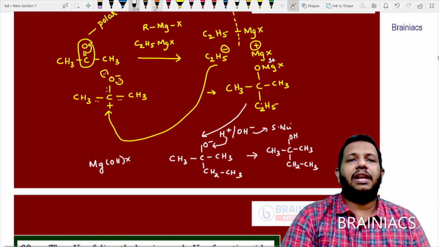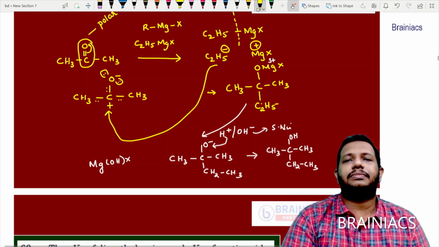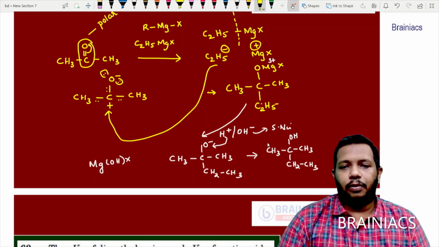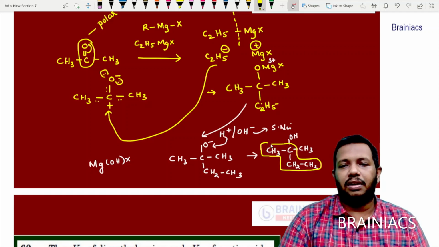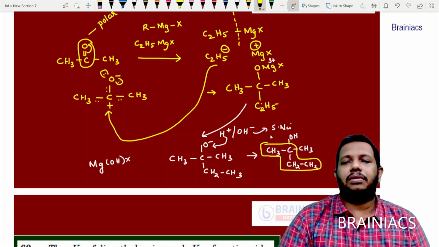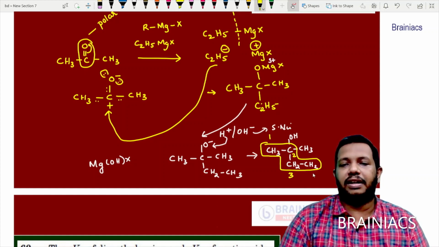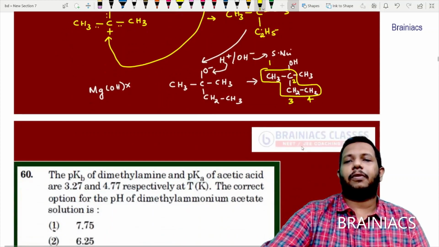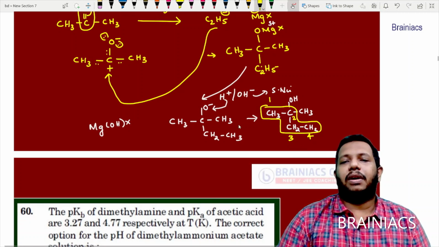So what can be the name of this product? Can you tell me? I will choose the longest possible chain. Let me say this is the longest possible chain I have chosen. Now if I am numbering it, this is the best, minimal way of numbering to give the minimum number to the alcohol like this. I hope it is clear for you, right? Now tell me what is the name of this compound.